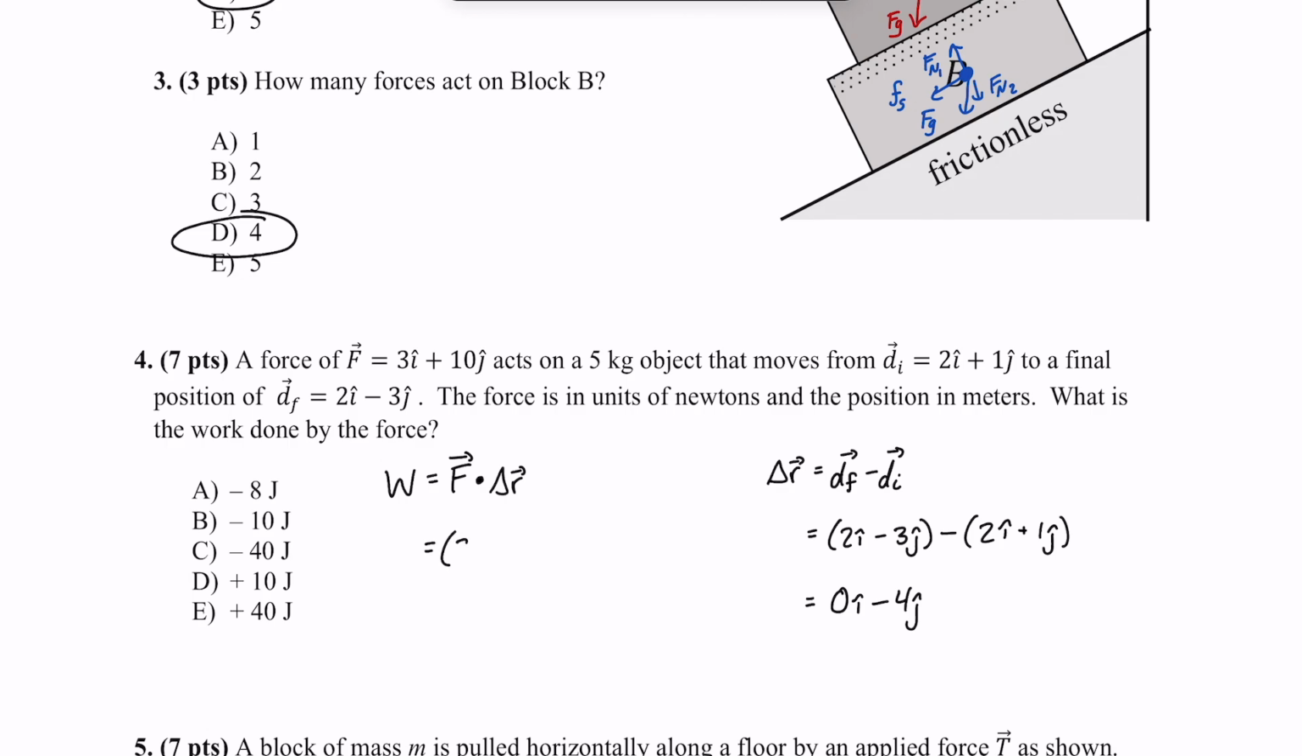So our force is 3i plus 10j dot our displacement of negative 4j. Computing our dot product, we have 3 times 0 for our i contribution, plus 10 times minus 4 for the j. This one's a 0, and so we're left with negative 40 joules of work done.